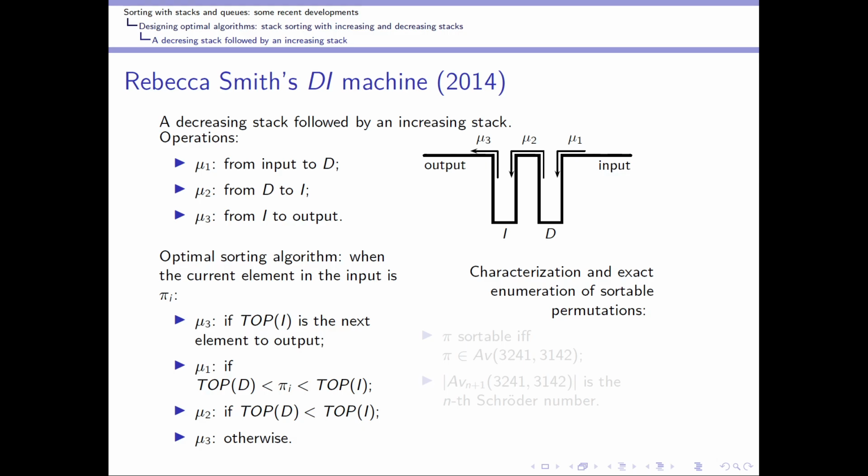Okay, using this algorithm, it is then possible to prove that sortable permutations constitute a class whose basis consists of 2 permutations of rank 4, and it turns out that the enumeration of this class of pattern avoiding permutations is known, and it is given essentially by the Schröder numbers. Now, looking at these results, it is reasonable and somehow natural to compare this DI machine with the single stack machine.